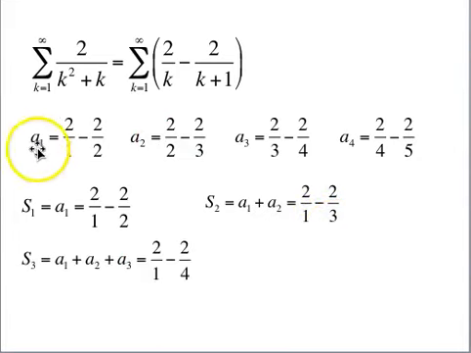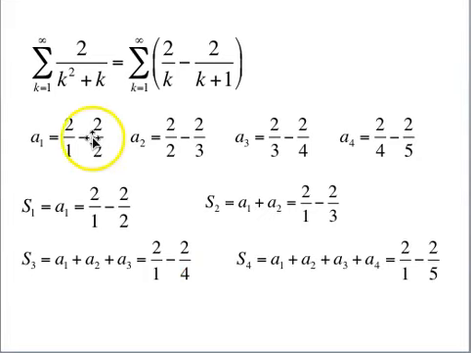S sub 3, add the first, second, and third together. 2 over 1 minus 2 over 2 plus 2 over 2 minus 2 over 3 plus 2 over 3 minus 2 over 4. I just get 2 over 1 minus 2 over 4. And then S sub 4, add the first 4 together. All that's left is 2 over 1 minus 2 over 5.